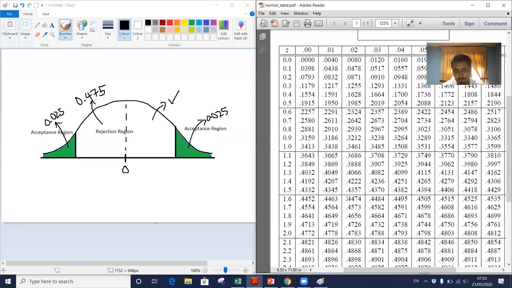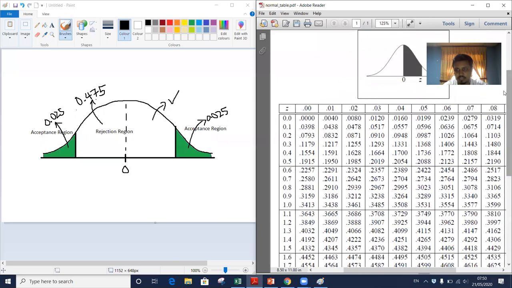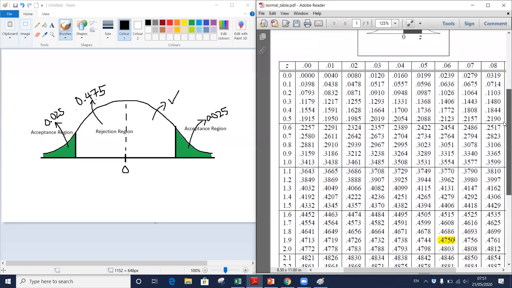Where is 0.475 in the table? Here we have 0.475. The z value is equal to what? 1.96, right? At 1.96 the right probability gives that value. So -1.96 is on my left hand side and +1.96 is on my right hand side.